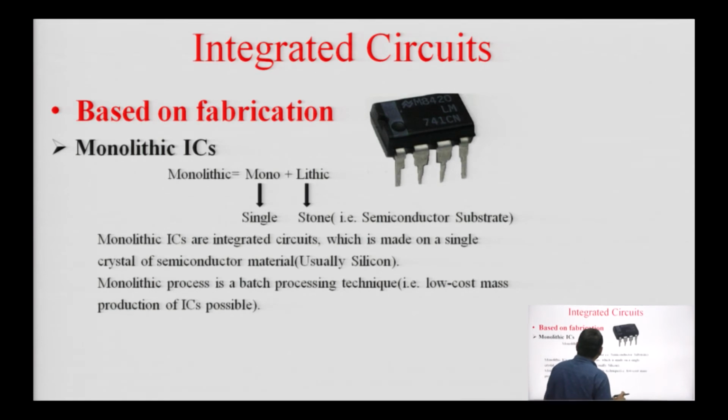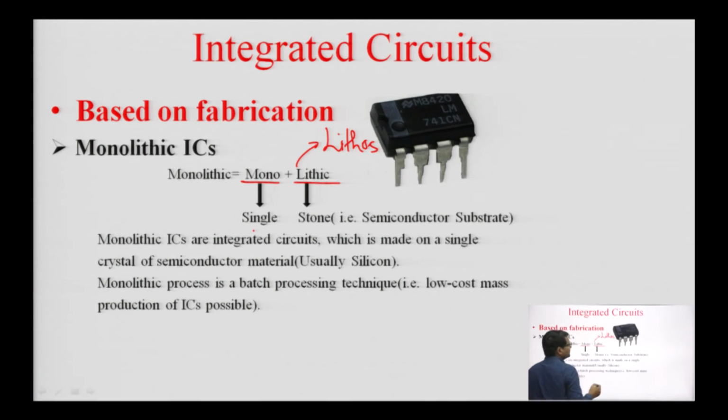Based on fabrication, there are two types of integrated circuit. One is the monolithic IC, and the second one is the hybrid IC. Monolithic IC. The word monolithic is made of two parts. Mono means single, and lithic is derived from the Greek word lithos, which means stone.